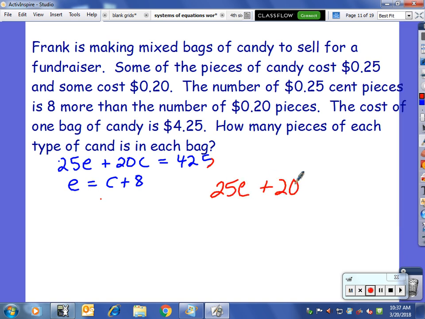25e plus 20c equals 425. This one was already in standard form. And then e minus c equals 8. You moved that c over. You had to do that first. You got to line up your e's and c's and all that good stuff. Now what?